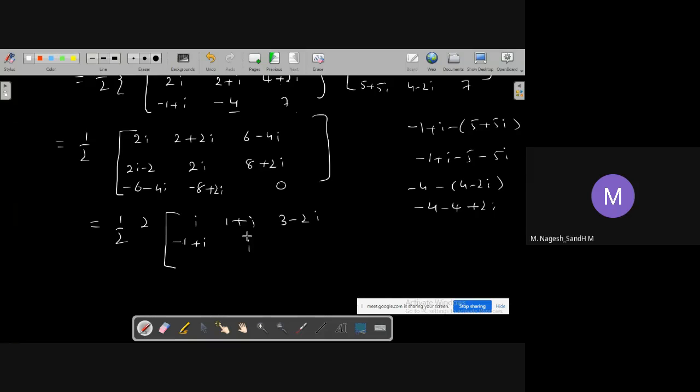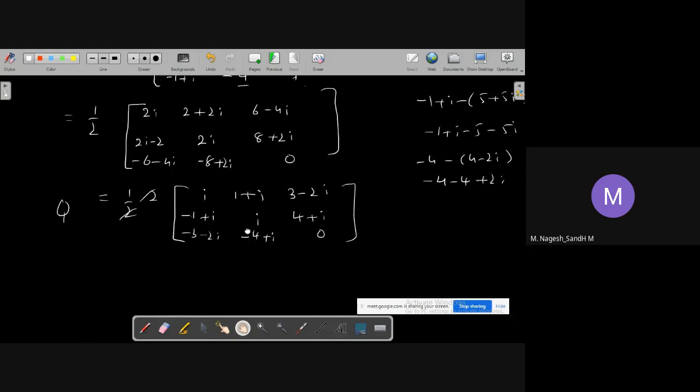Next, wait a minute. 2 common. What is the value? 4 plus i. Next, 2 common. Minus 3 minus 2i. 2 common. What is the value? Minus 4 plus i. Okay, here this 2 to get the answer. You got which value? Q.